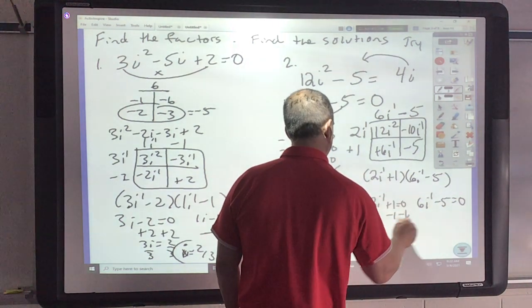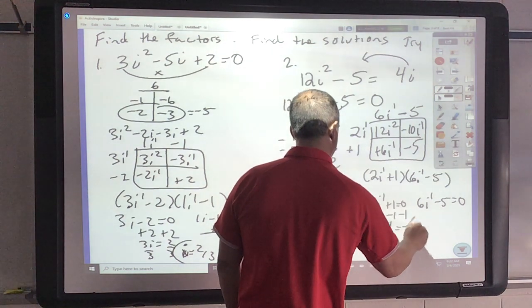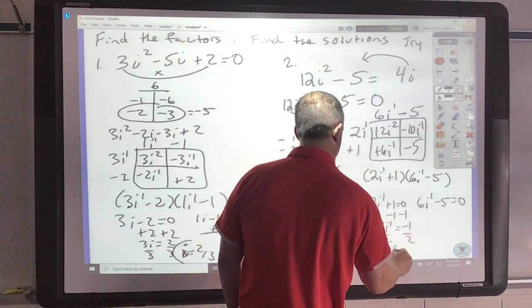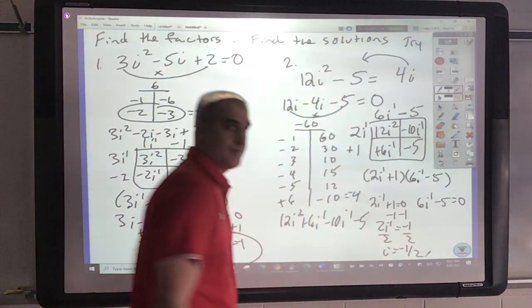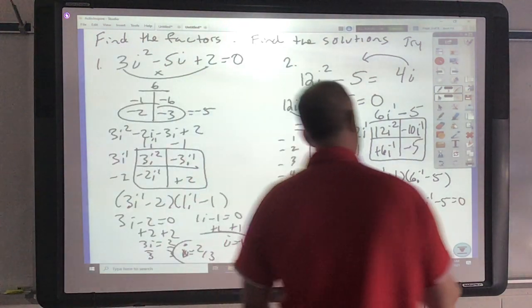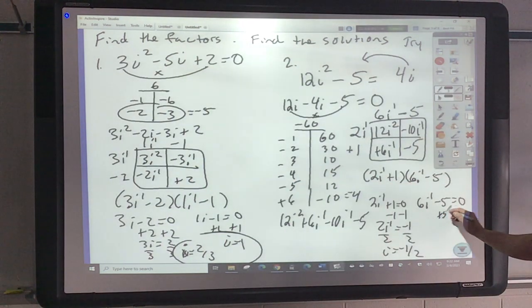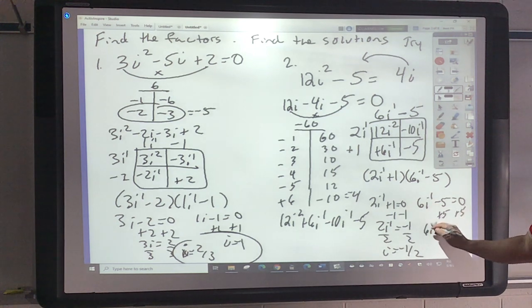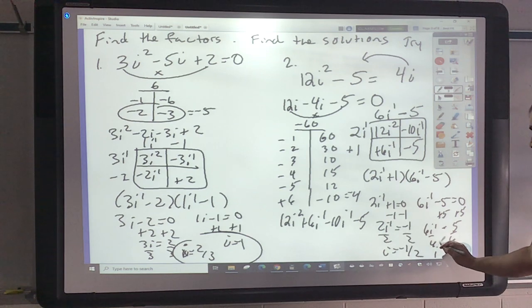Okay, this one I would subtract 1. It's 2i to the first equals negative 1, and then divide by 2. I get i equals negative 1/2. Okay, this one I would add 5. So I got 6i to the first equals 5, and divide by 6. i equals 5/6.